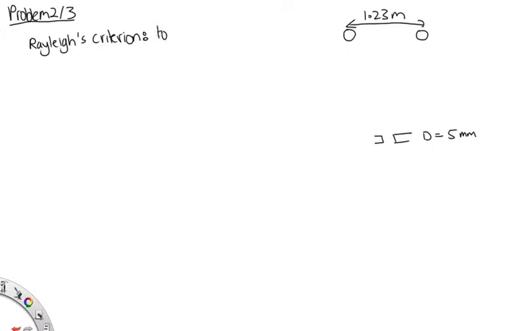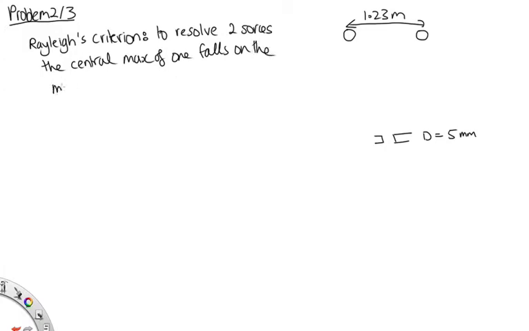Which says that to resolve two sources, the central maximum of one falls on the first minimum of the other. This gives the limiting case. So this gives the closest two sources can be in order for us to resolve them.